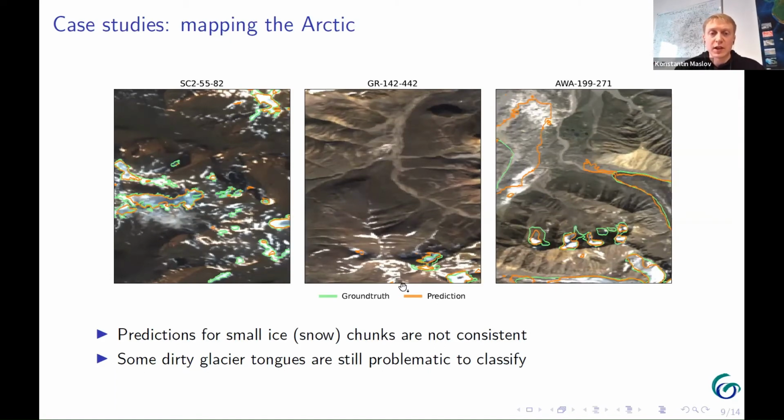So yes, there is a type of inconsistency, and probably it can be solved later by some post-processing and introducing very specific limitations of what to consider glaciers. And also some dirty glacier tongues are still problematic to classify, as we can see here. In general, it can restore the overall shape of glacier tongues covered with rocks, but it tends to overclassify it, to overestimate its area.